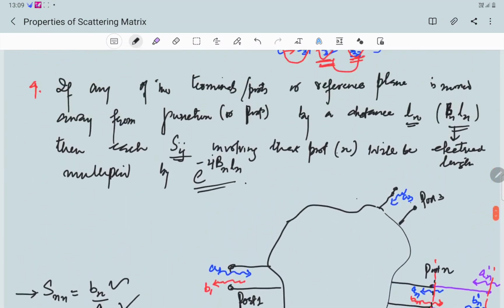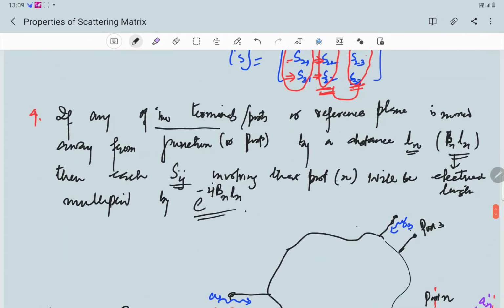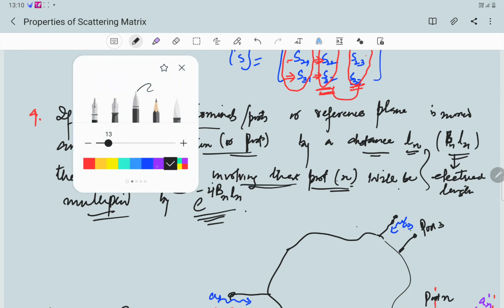And this is what this property means. If any of the terminals, ports, or reference planes is moved away from a junction by a distance ln, then each S parameter involving that n would be multiplied by e to the power minus j2 beta ln. What it means is involving that port. This part is important. I'll try to explain it again.